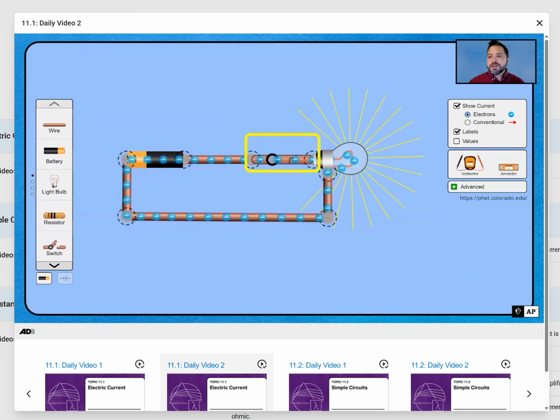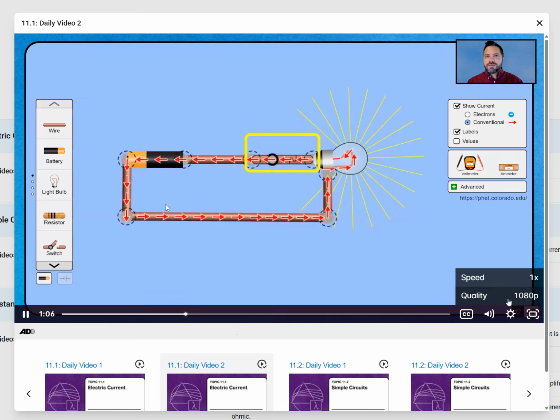Now, when I switch to the conventional current, notice it's moving the opposite direction. By convention, we follow the positive flow of charges. So if the electrons are the ones moving, or the charges that are moving, how do we get a positive flow of charges?